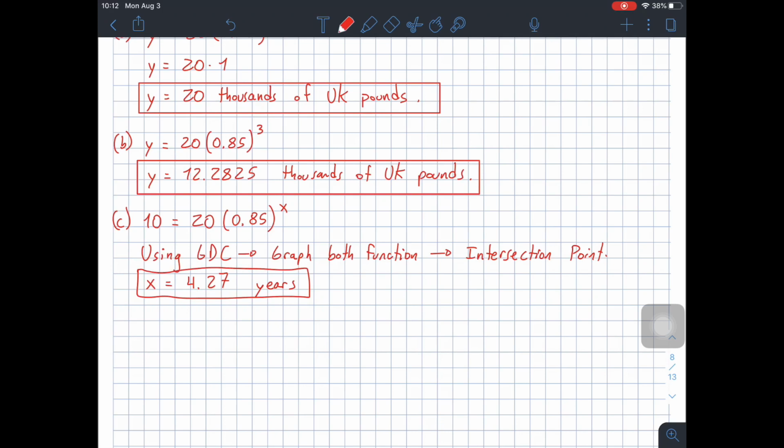So that's how we solve exponential functions, and that's how we also use the calculator to solve these types of problems.